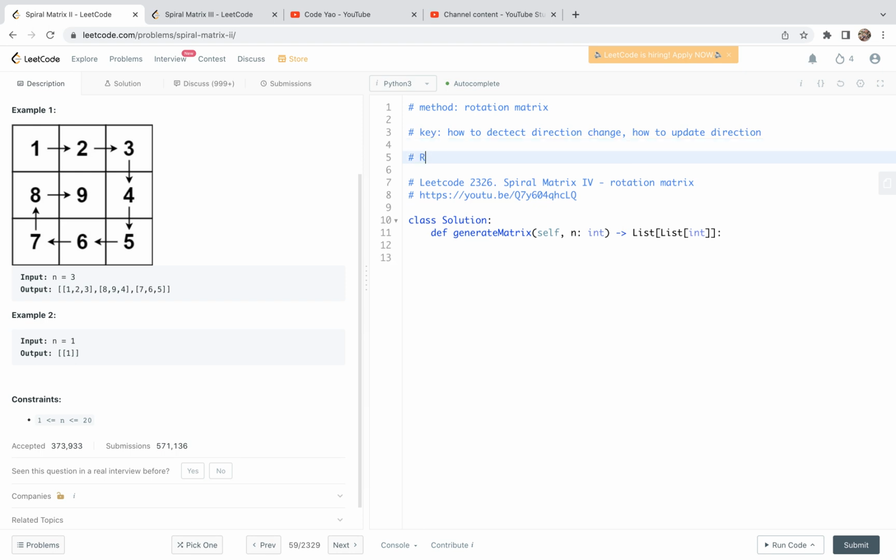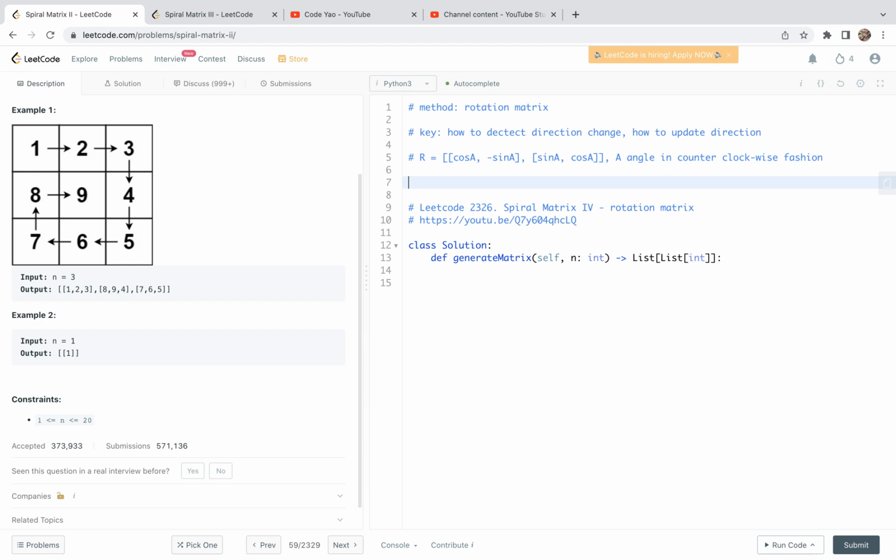In general, the rotation matrix is given by here: cosine A, negative sine A, sine A, cosine A. Here A is the angle, in a counterclockwise fashion. If we want to rotate the direction in a clockwise fashion, the degree is negative. So here A is 90 degrees, but it's negative.